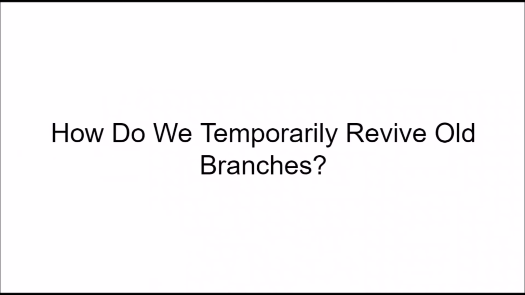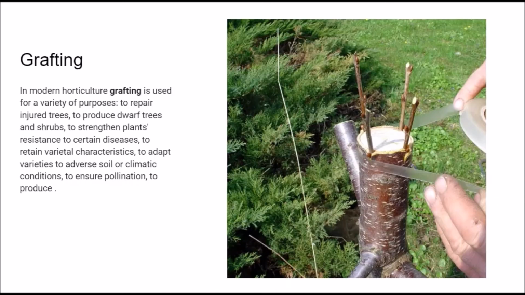The best way to do that is by this technique called grafting. Now, if you guys don't know what grafting is, I'm going to show you right now. It's really cool. Grafting in horticulture is used for a variety of purposes: to repair injured trees, to reduce dwarf trees and shrubs, to strengthen plants' resistance to certain diseases, to retain vital characteristics, to adapt varieties to adverse soil or climate conditions, to ensure pollination, to reduce.